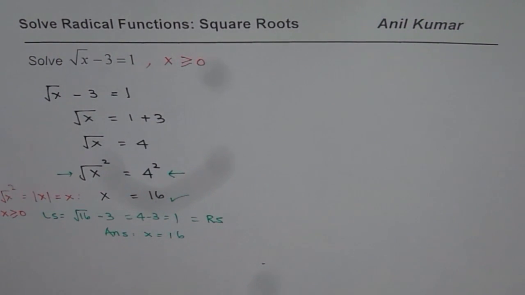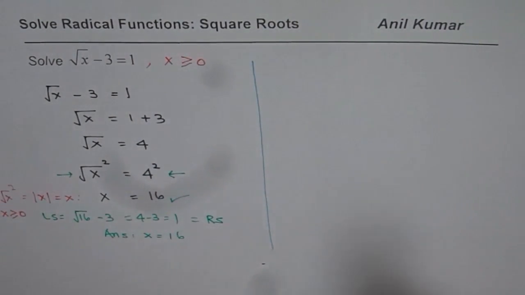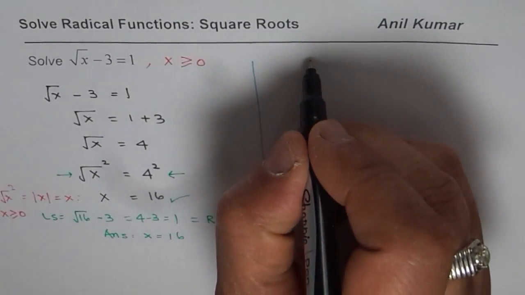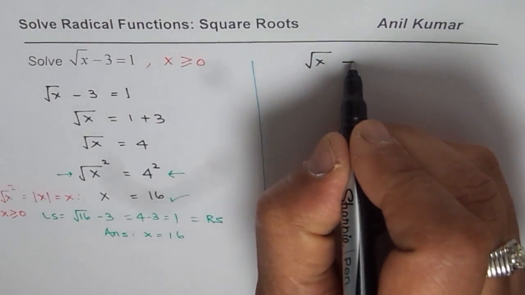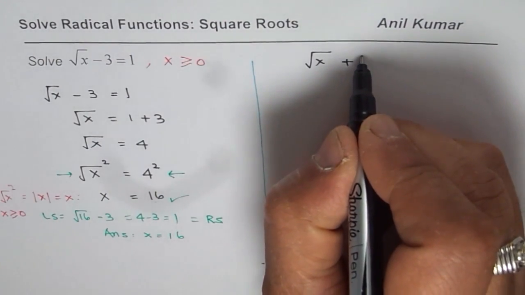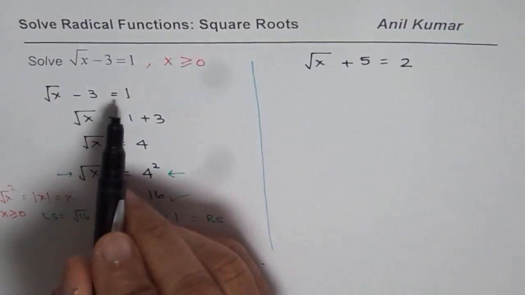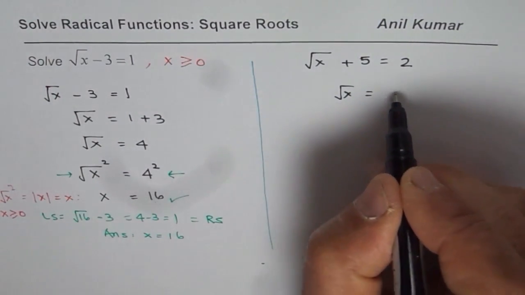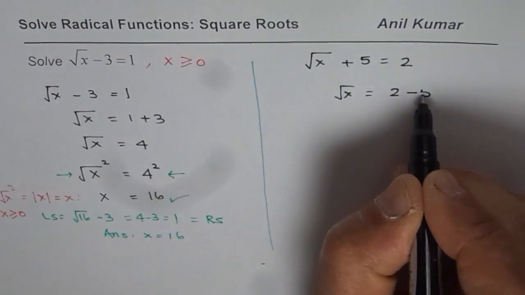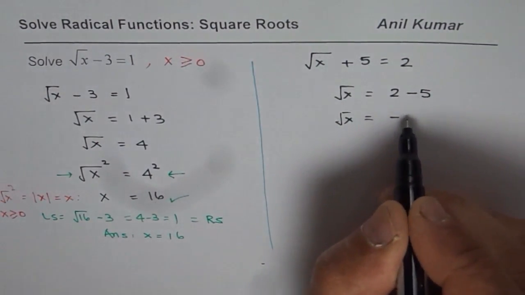Now let me change this question and then give it to you for solving. We'll just change it slightly. The idea is only to understand the strategy. Instead of plus 3, let me write some other number. Let us say plus 5, and let's say 2 here. Following the same steps, we can isolate square root x. We get square root x equals 2 minus 5. So square root x is equal to minus 3.